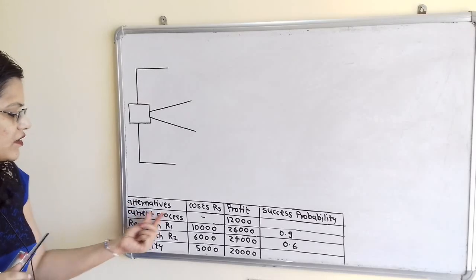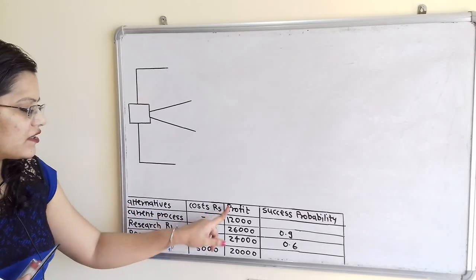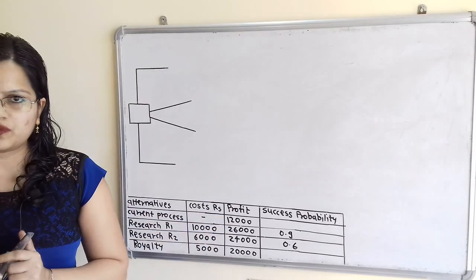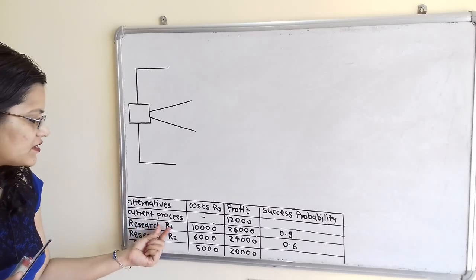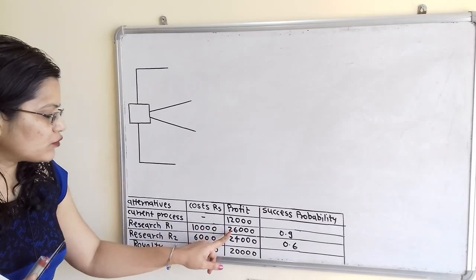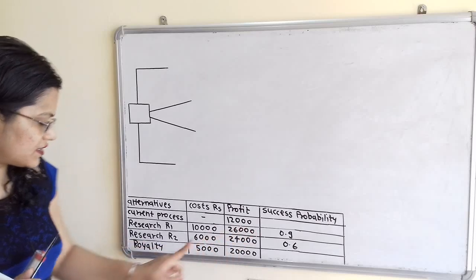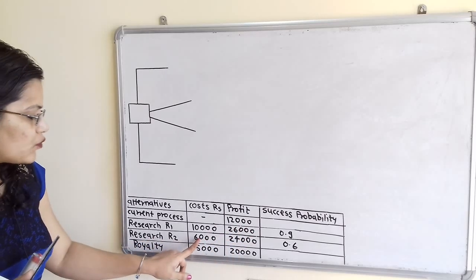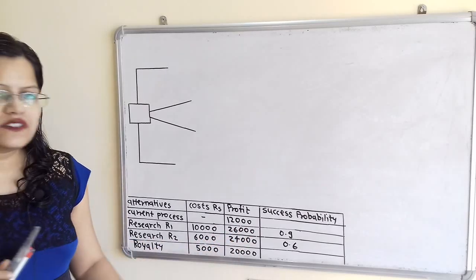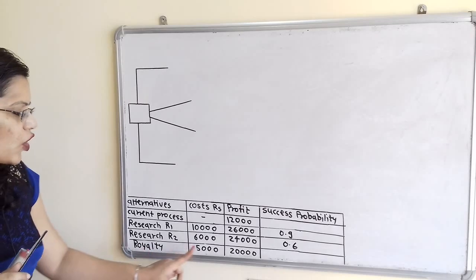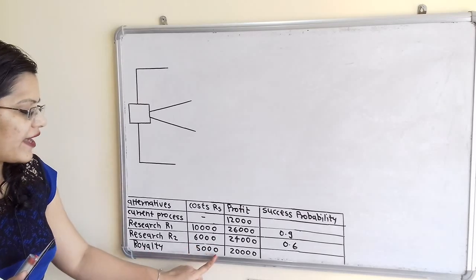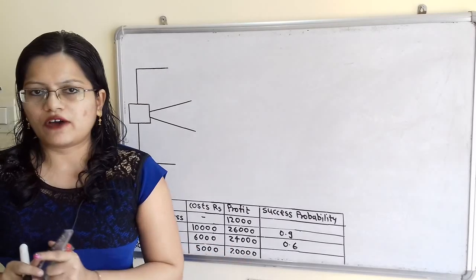Now according to these 4 processes, cost is also given. For the current process, there is no cost and profit is 12,000 rupees. Then for research R1, cost is 10,000 and profit is 26,000. For research R2, cost is 6,000, profit is 24,000, and pay for royalty, cost is 5,000 and profit is 20,000.